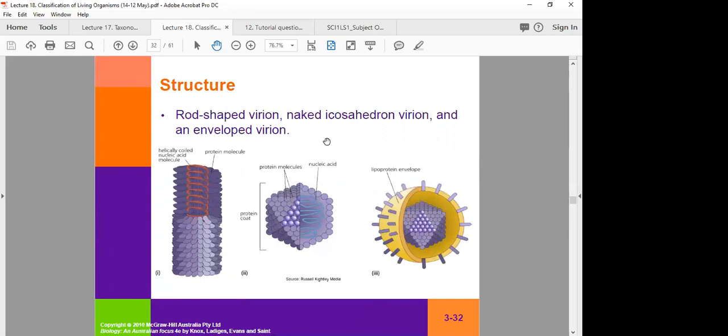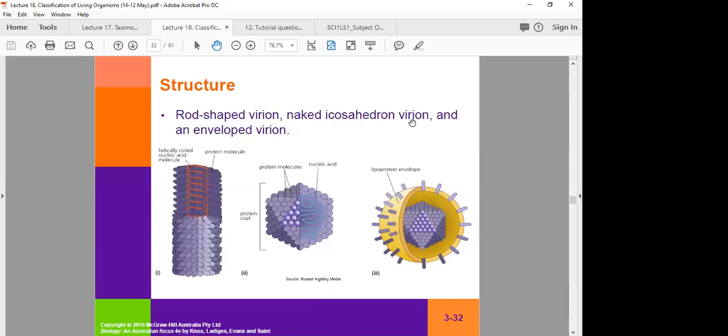All right, let's finish with the structure of viruses. So all viruses are placed into one of two groups based on structure. This is one structure here. These are the naked virions. And the second group are the enveloped virions. Now let's just consider that term virion.